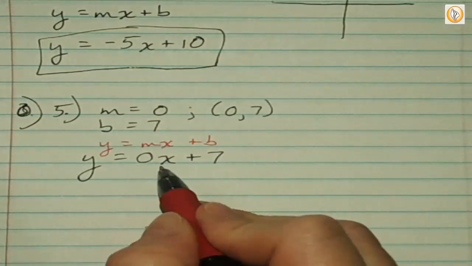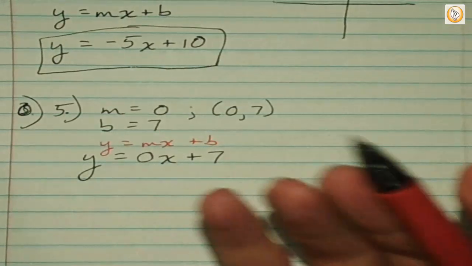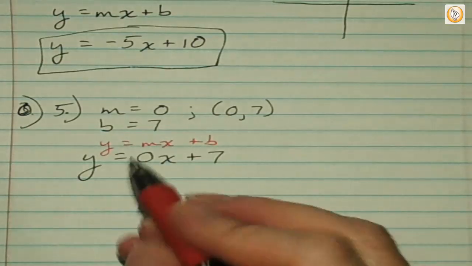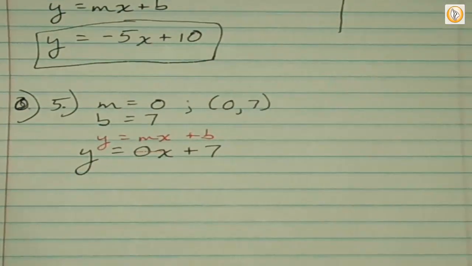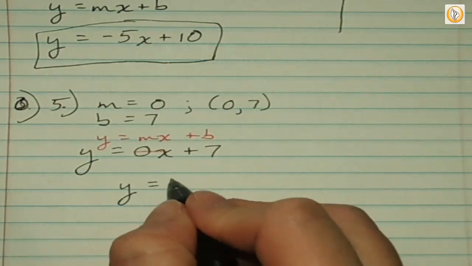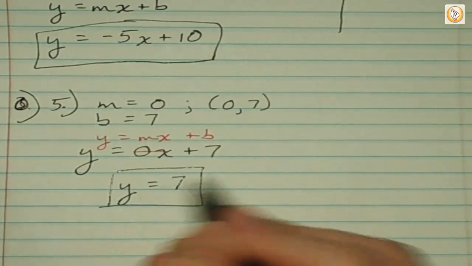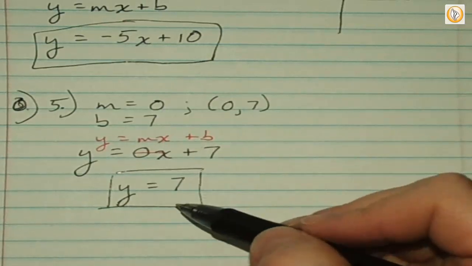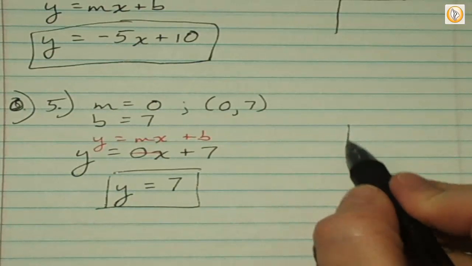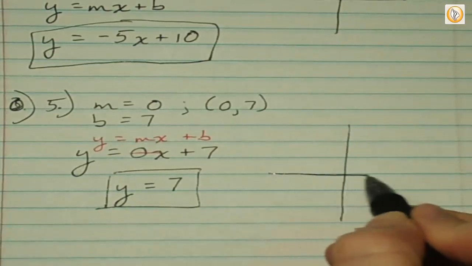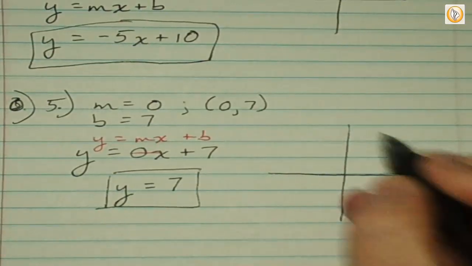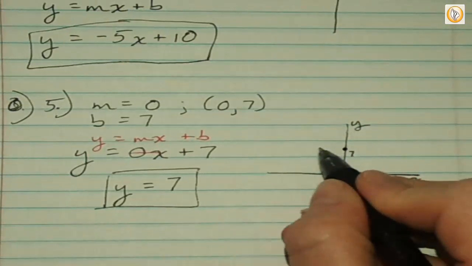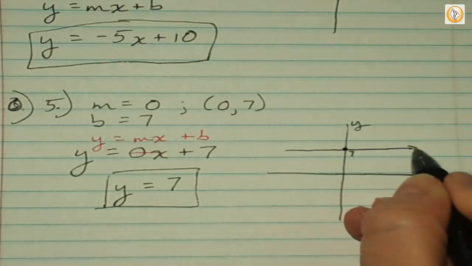So 0 times x is really just 0. There's nothing, right? So this would basically cancel out. And your answer would be this. There's no slope. If the slope is 0, there's no slope. And remember we talked about that. That would be your straight line. If this is your x and this is your y, let's pretend that 7 is right there. It would look like that.